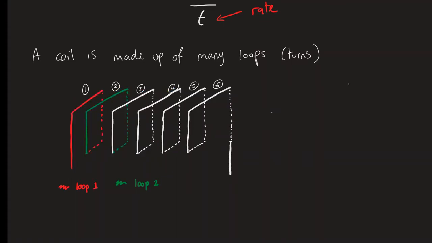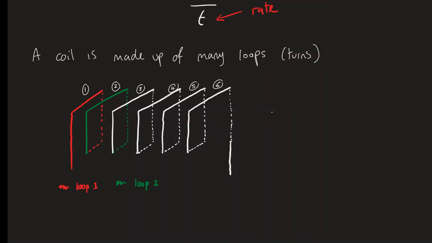Here we've got the first loop drawn in red and the second loop drawn in green. We need to keep in mind what happens to just a single loop, because a coil is made up of multiple loops. So if we know what happens to a loop, we can then extend that to a coil.